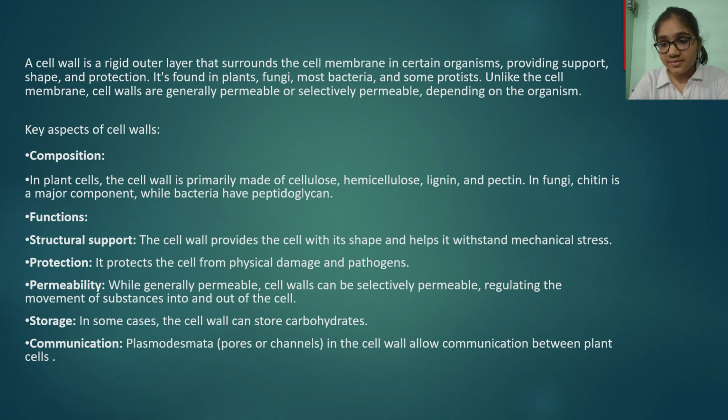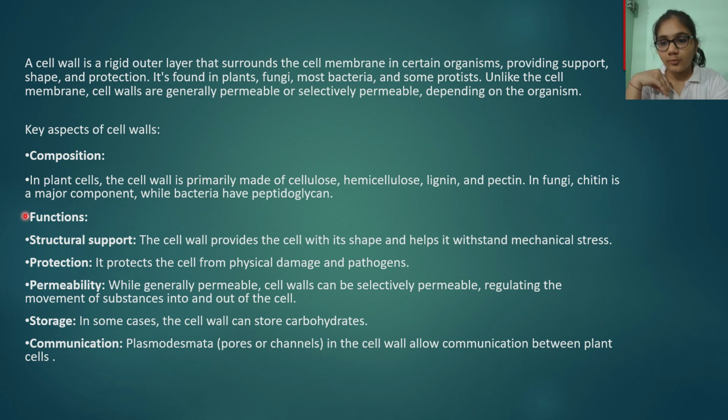Now let's come to the point कि cell wall होती क्या है? What is the cell wall? Cell wall is the rigid outer layer which surrounds the cell membrane. ये देखो, it's a rigid outer layer that surrounds the cell membrane. मतलब ये क्या है? Rigid. It is a rigid outer layer that is surrounding the cell membrane in certain organisms, providing what it provides.